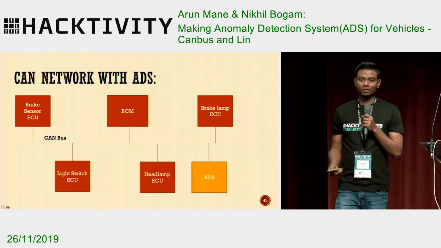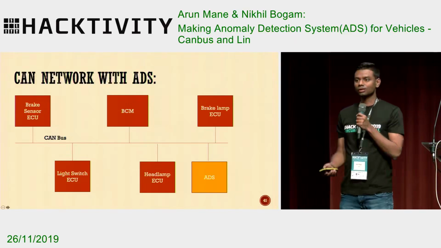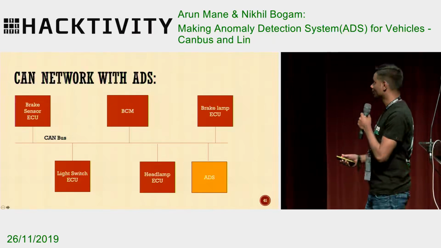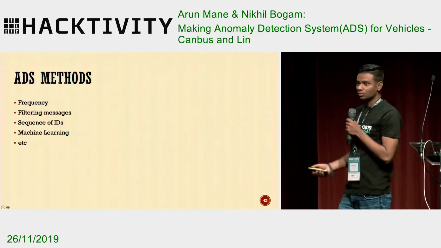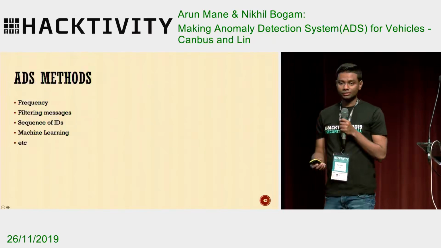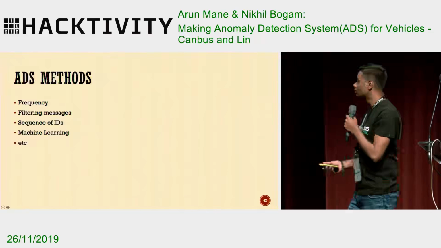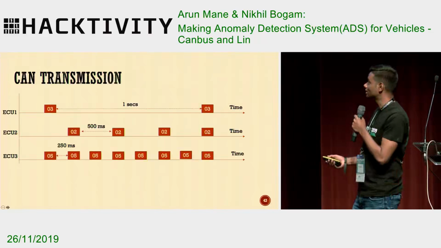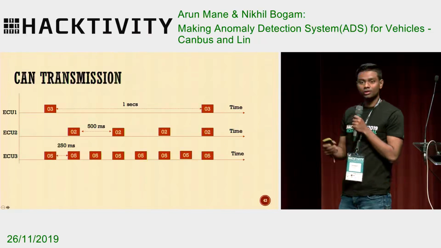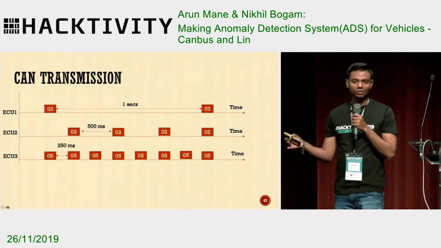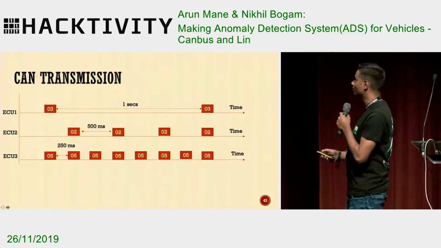So ADS is nothing but an algorithm to detect if any intrusion has occurred on your network or not. Let's see what types of ADS methodologies we can use to detect it. Before we go forward, we will try to understand how messages are transmitted in terms of timing. We have seen that the messages are going on the bus, but how do they go?